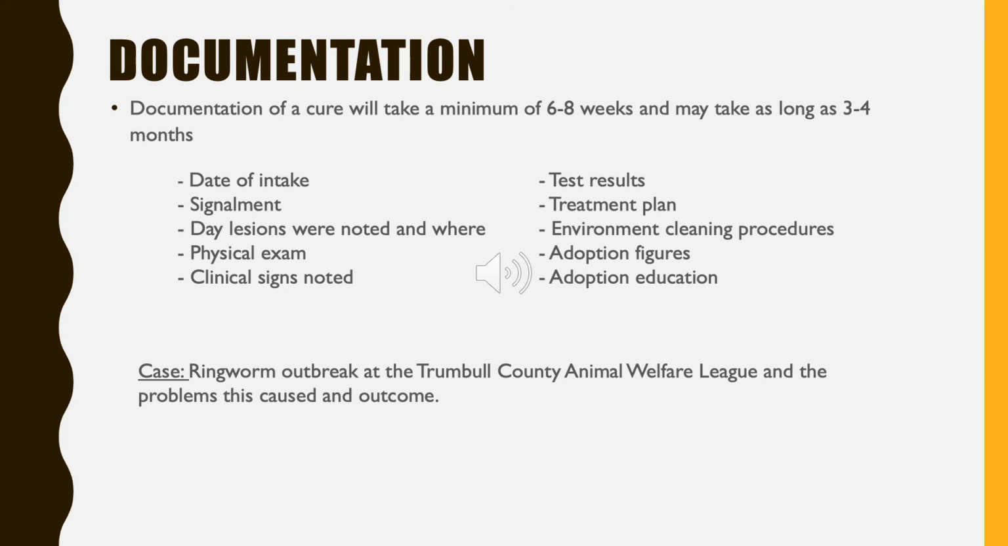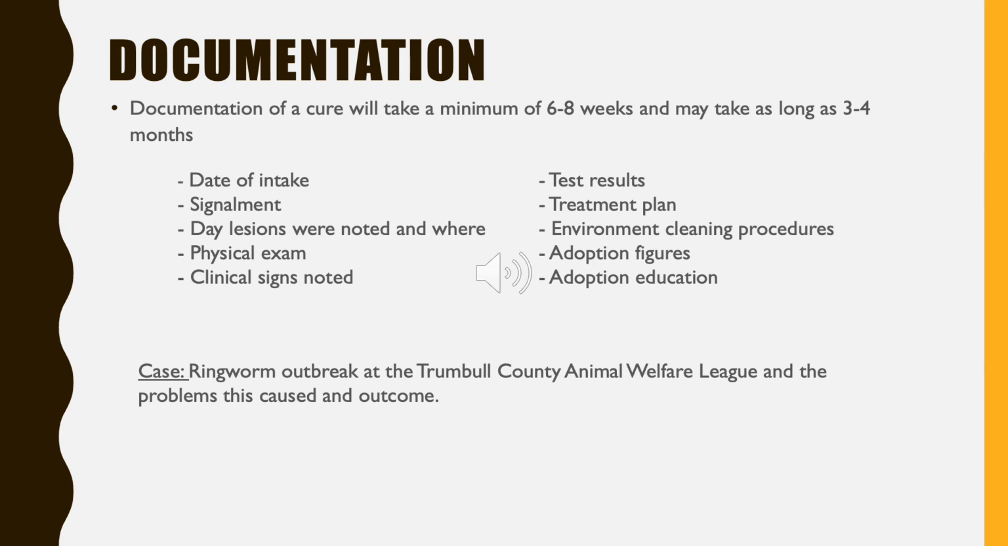Documentation is vital in eradicating the outbreak. The process can take as little as 6 to 8 weeks and up to 3 to 4 months. The following documentation is required as part of this process for a successful outcome. Number 1, date of intake. Important so that it is known how many cats are brought into the shelter that day, who the cats came in with, and where they went on intake.